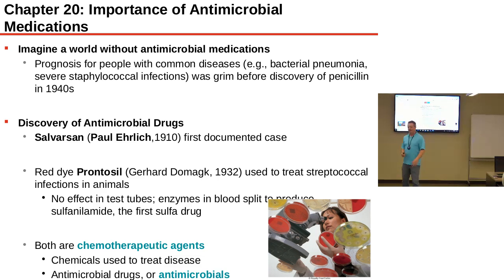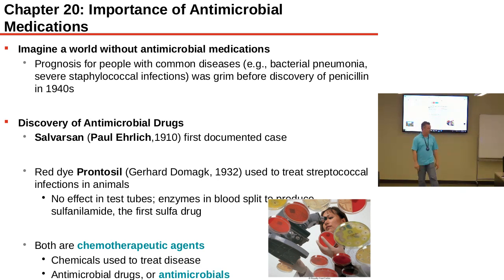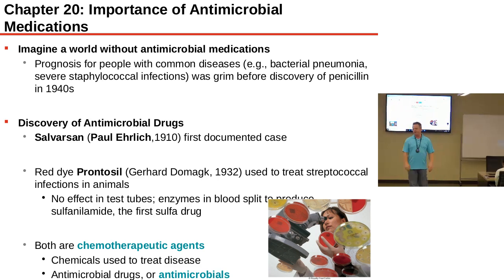Nowadays, we understand that enzymatic reactions do a lot in terms of how pharmaceuticals are used inside the body. And so these were the first two, and that one actually became our first sulfa drug. We'll talk about sulfa drugs as we move forward too. So both of these are chemotherapeutic agents.